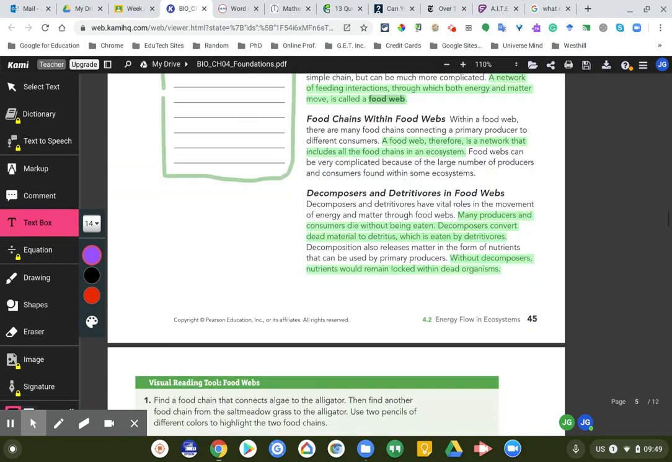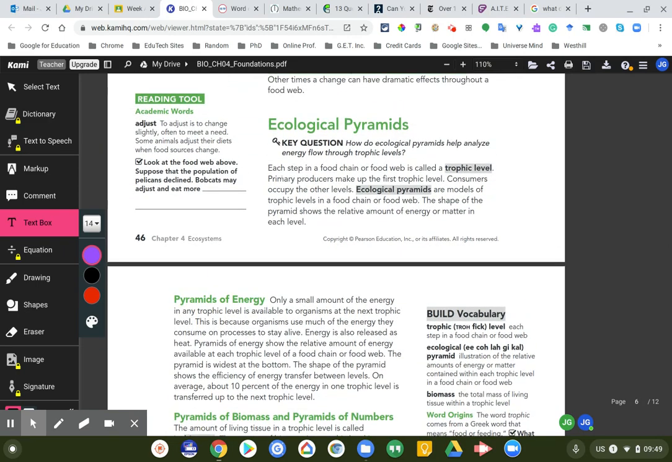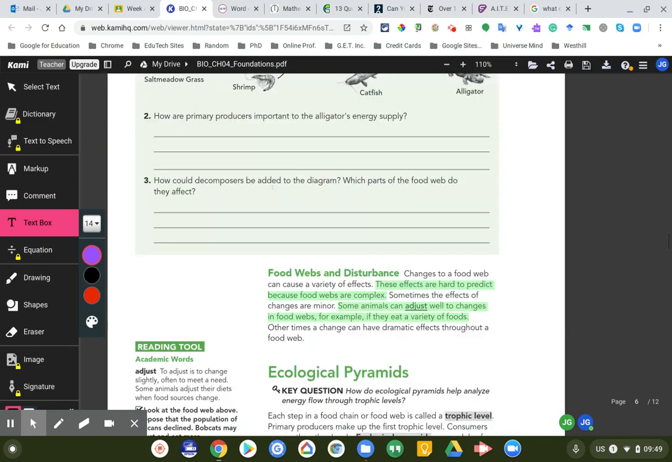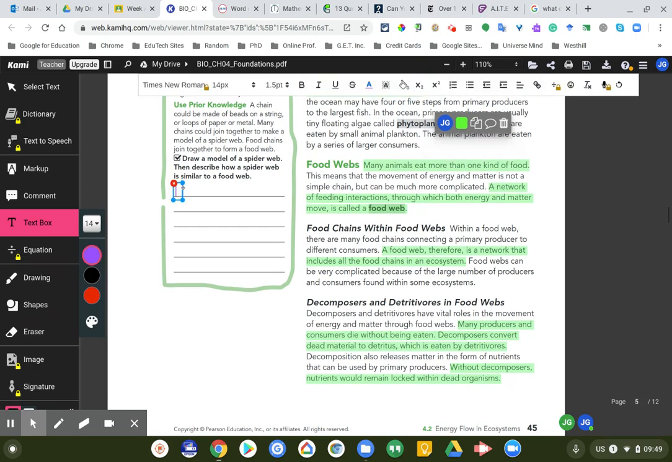All right, let's go to some pyramids now. Okay, pyramids. How do ecological pyramids? Oh no, did we answer? I don't think we answered. Oh, there was a question up here. Hold on, before we get to that. Draw a model of a spider web, then describe how a spider web is similar to a food web. Okay.